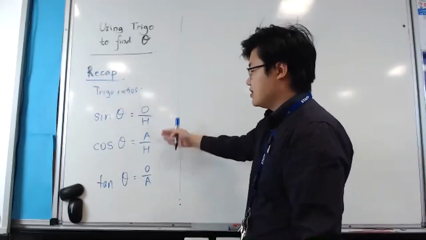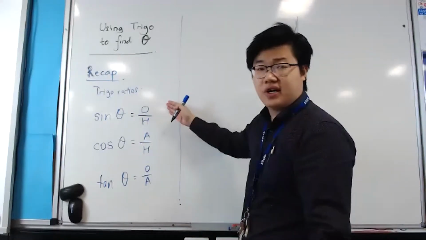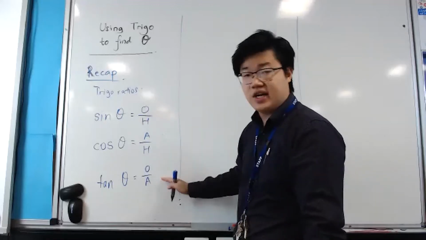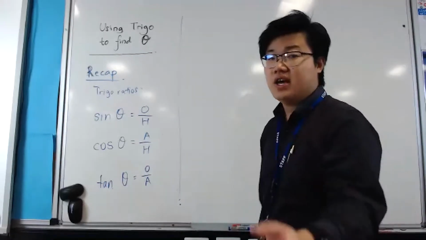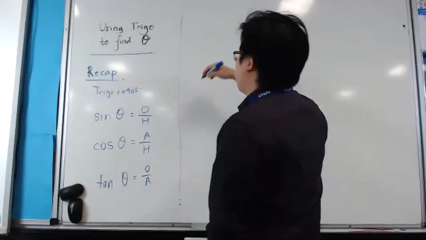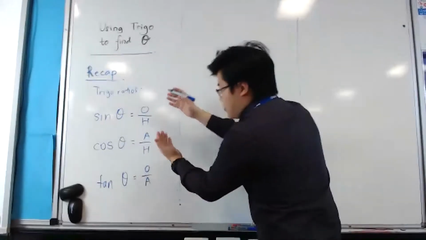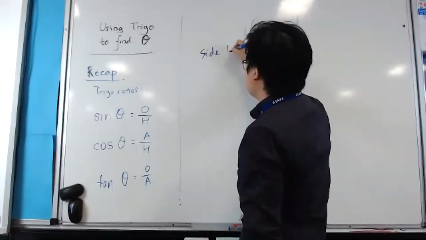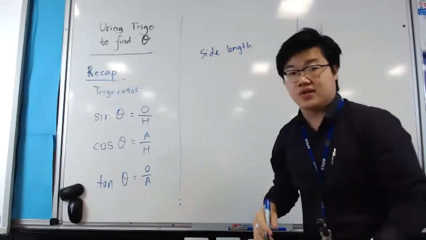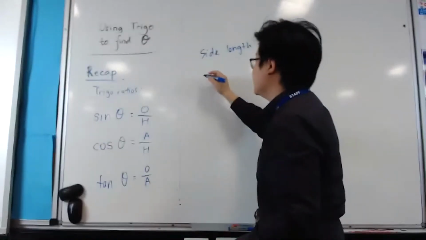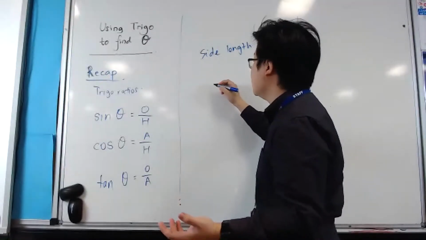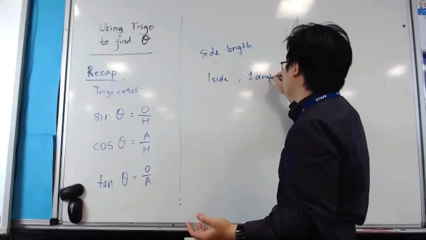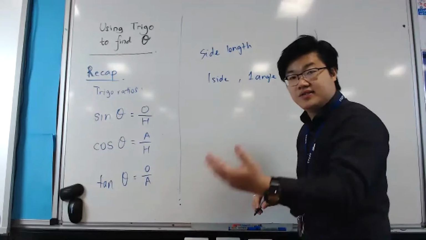So sine, cos, tangent, we've got 3 ratios here. Sine is opposite over hypotenuse, cos is adjacent over hypotenuse, and tangent theta equals opposite over adjacent. In the last lesson, we used the Trigo ratios to figure out the side length. Remember that?